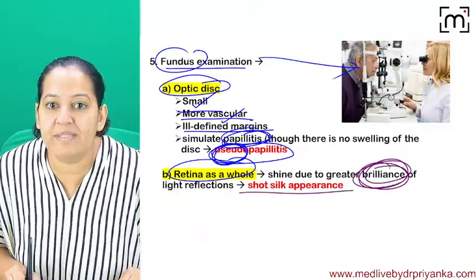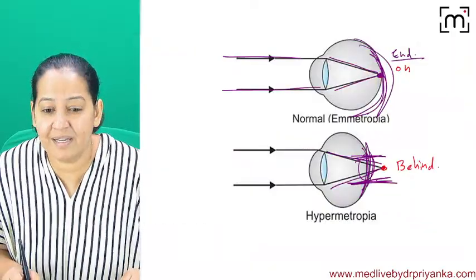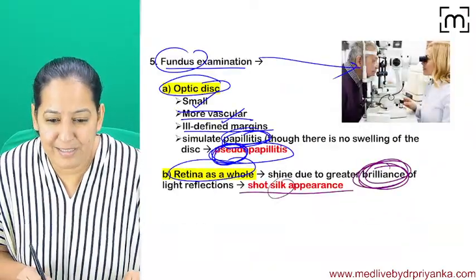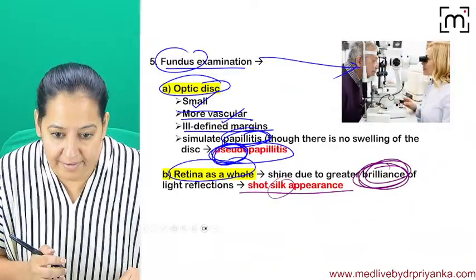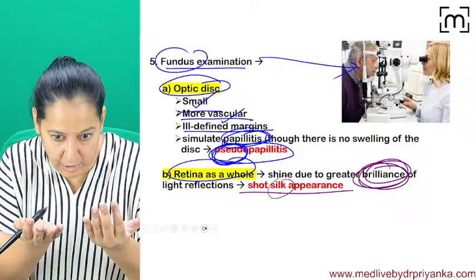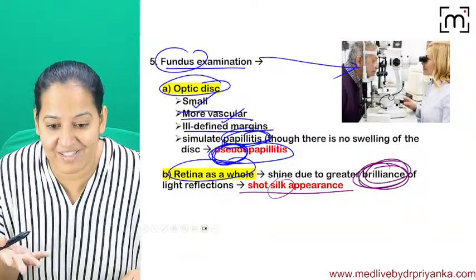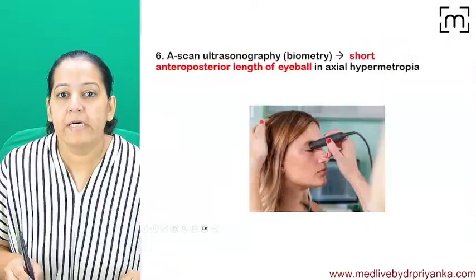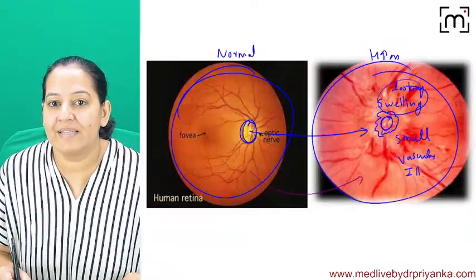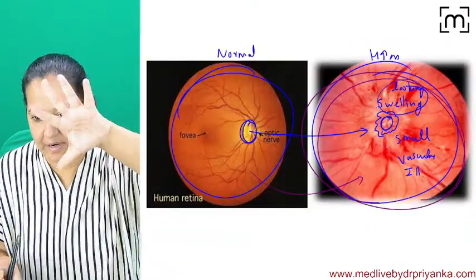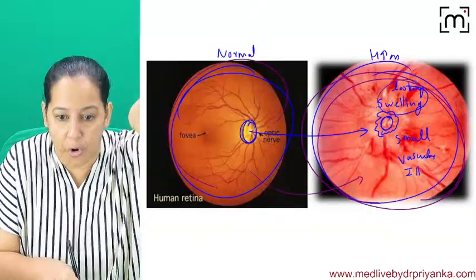And it is known as short silk appearance. Have you seen a silk sari, silk? It looks more bright as compared to a normal cotton sari, cotton cloth. Silk is more shiny as compared to cotton, if you know the various types of cloths available. So it looks like silk. It is known as silk retina. Appreciate the overall retina: it is brighter as compared to normal.